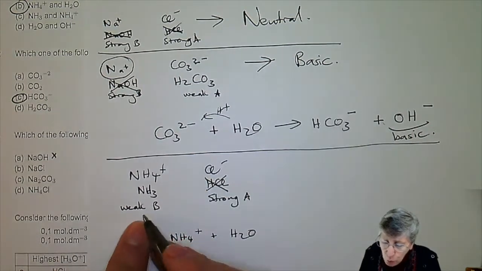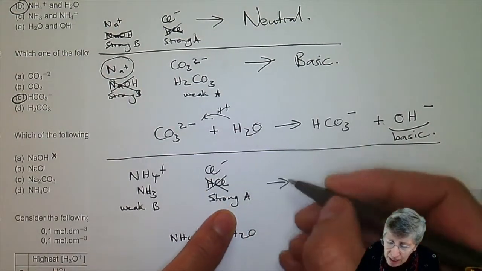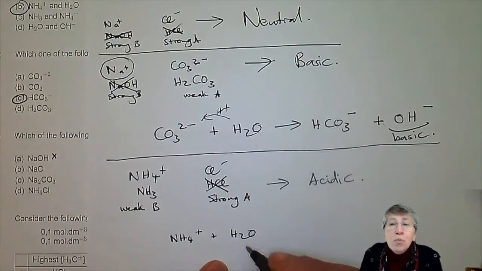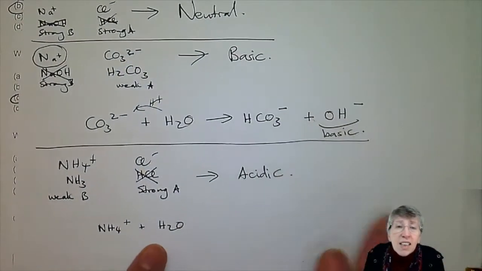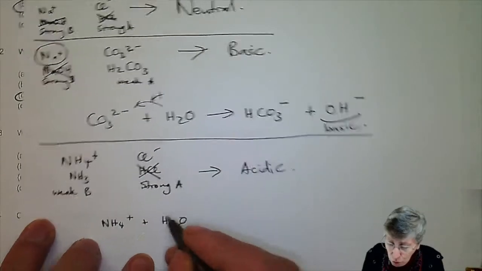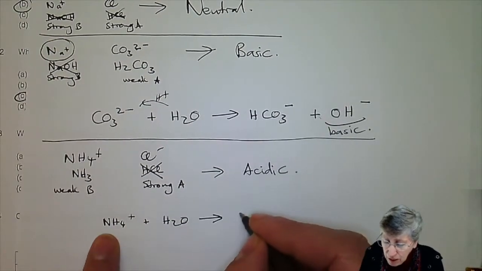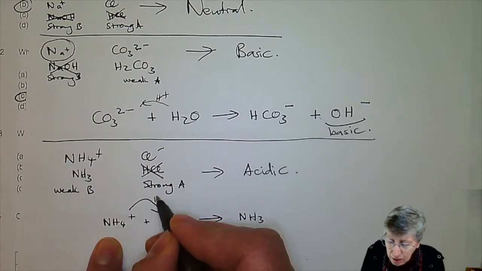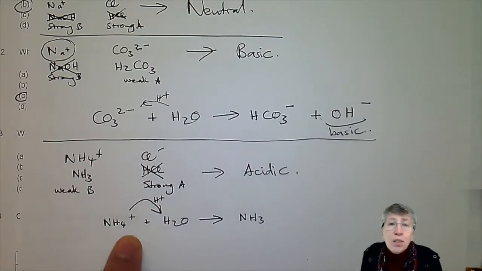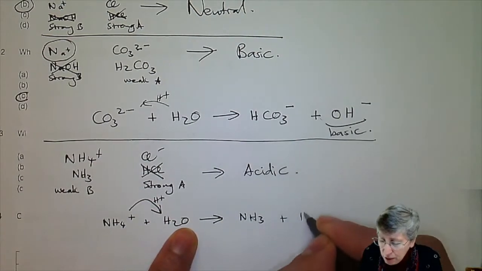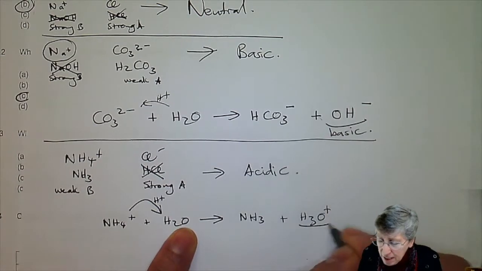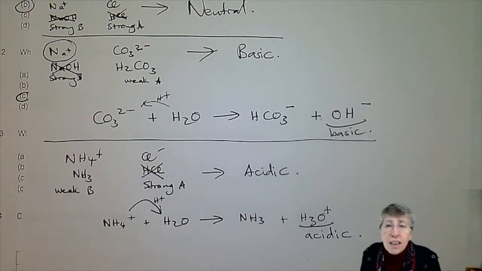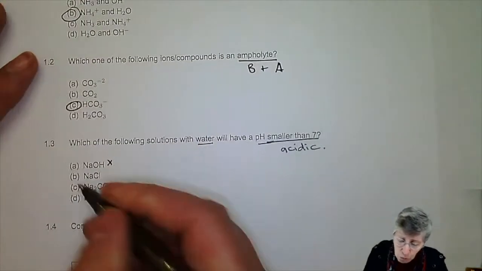Right, so we've got a weak base and a strong acid. So the acid is winning. This will be an acidic solution. But if I have to tell them why it's acidic, I will say the ammonium ion will react with water to form NH3, and it does that by donating a proton. Then we end up with H3O plus, and that is why the solution is acidic. Right, so the answer there was D.